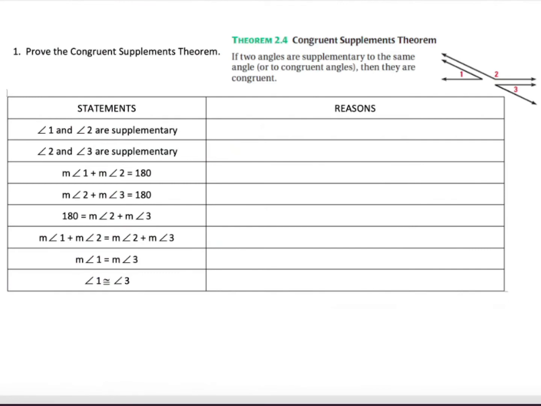How would you like to knock off number 1 on your worksheet today? Let's work on this together. We're going to prove the congruent supplements theorem. The theorem says if two angles are supplementary to the same angle, or to congruent angles, then they are congruent. Let's remember that the if is the given, and the then is the conclusion, so that's what we're trying to prove is true.